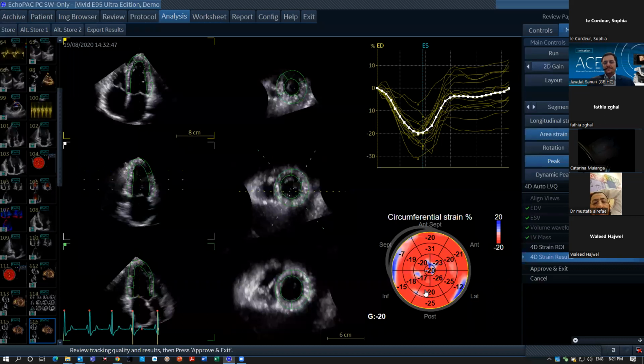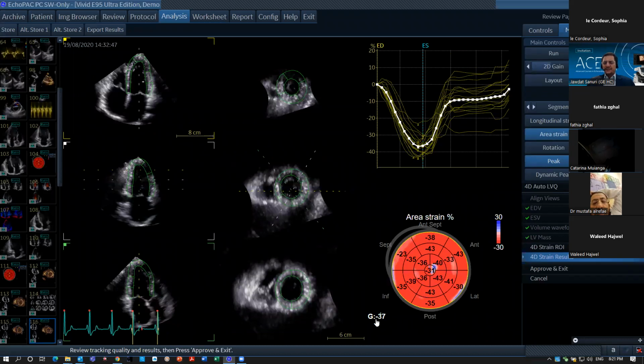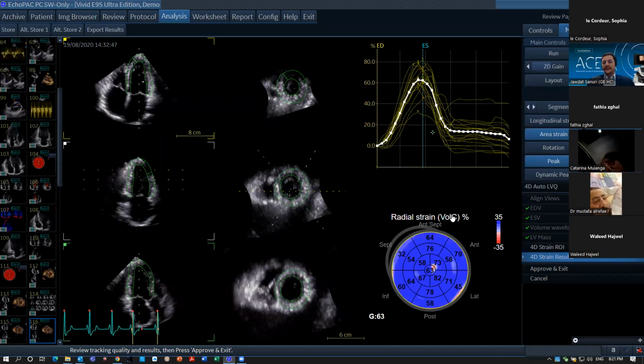Area strain, as I mentioned, is more or less the summation of longitudinal and circumferential. Longitudinal was 21, circumferential was 20. Sum is minus 41. Here it's showing a sum of minus 37 for the area strain, for the area of each segment. And then we have the radial strain, which is again going to be inverted. It's going to be a positive strain. And here's the global radial strain, positive 63%, average of all these segments.